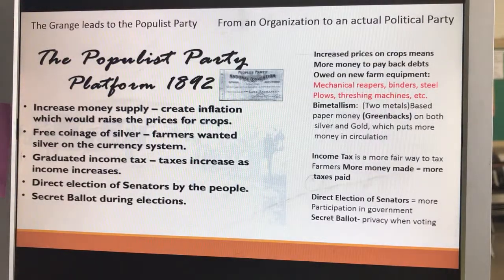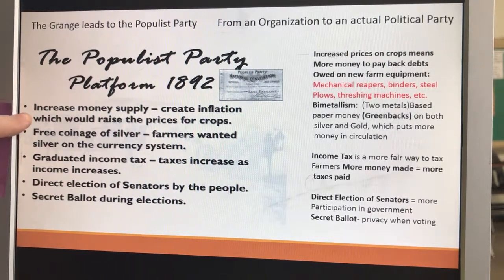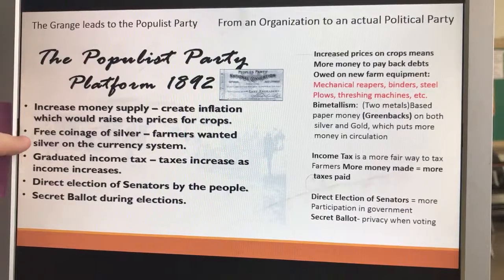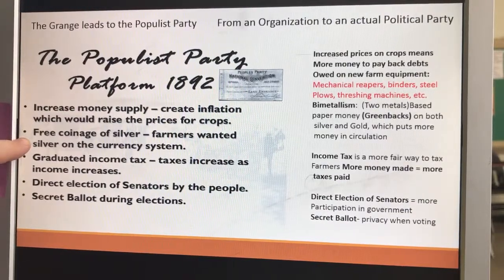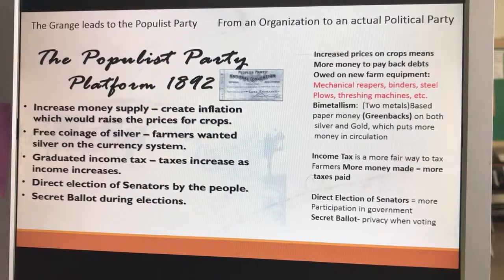The Populist Party is a third party, and they wanted these things. They wanted more money, which is going to help raise the prices of their crops. They wanted money to be made from silver. They called it free coinage of silver, free silver, or also known as bimetallism. They also wanted taxes to be more fair. They wanted to have what they call a graduated income tax, which means you're taxed based on the amount of income you make.